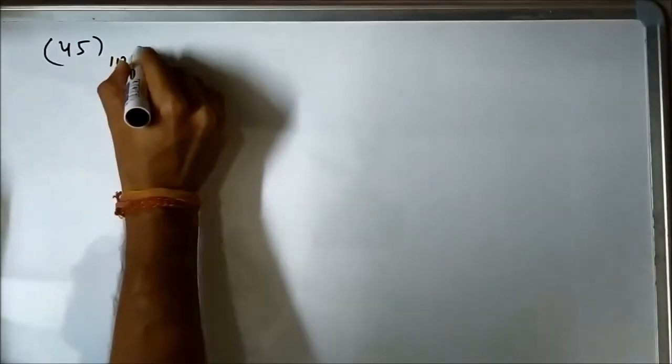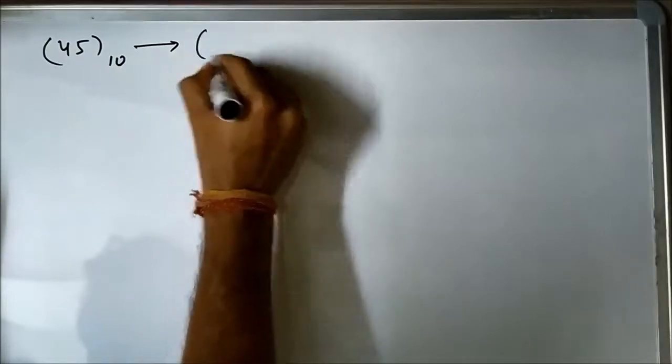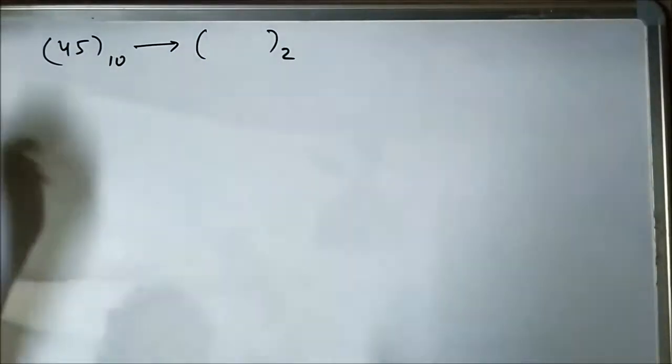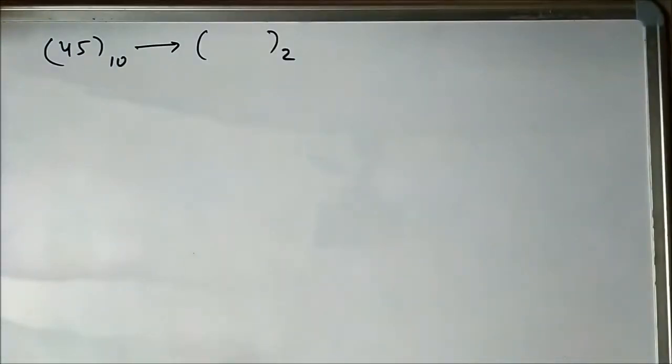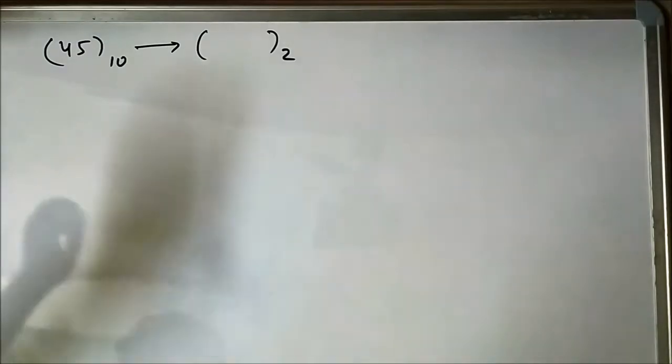So let us take another example. Let's say the decimal number 45, and we have to convert it into binary form. I will do it using the repeated division by 2 method.